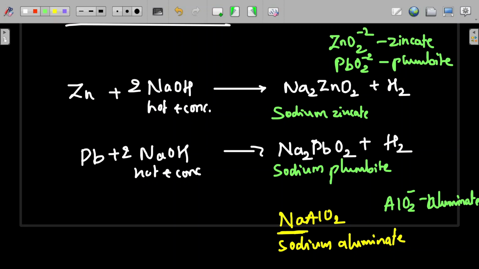Okay, so this is when these metals react with hot and concentrated NaOH or KOH. If you are treating with KOH, you will get the potassium salts. That's it. K2ZnO2, K2PbO2, KAlO2: potassium zincate, potassium plumbite, potassium aluminate. These all things.